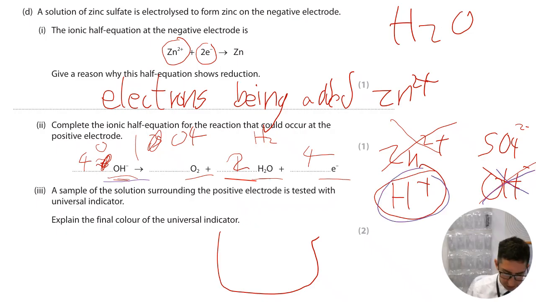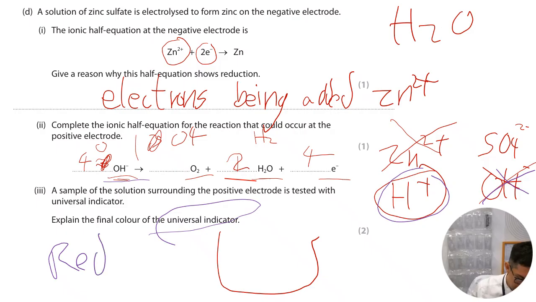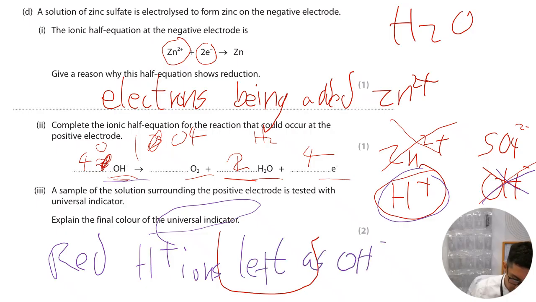And what acidity are hydrogen ions? Well, hydrogen ions are acidic. So therefore, what color will that be for the universal indicator? It will go red, because we have H+ ions left as OH- ions are removed from water.